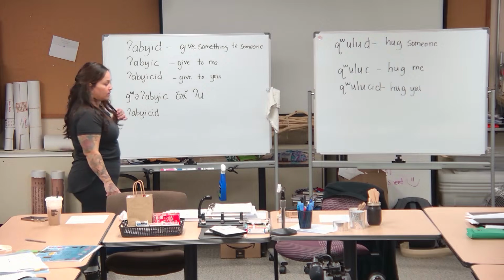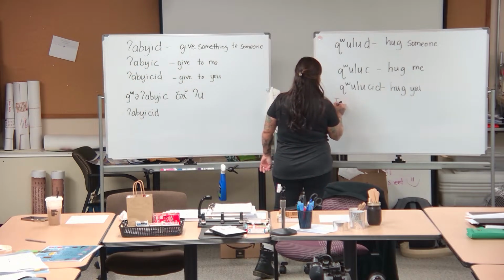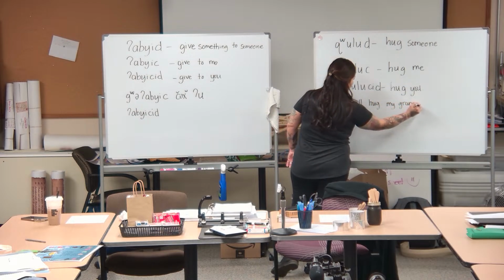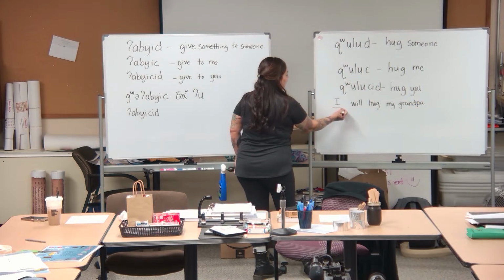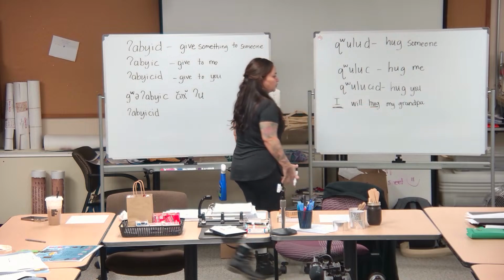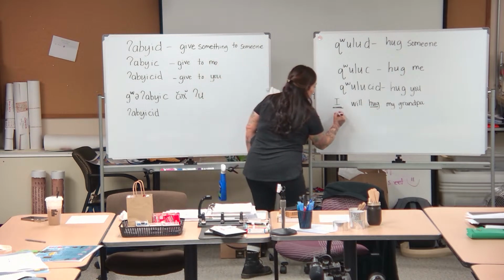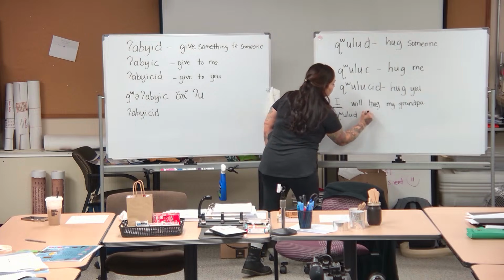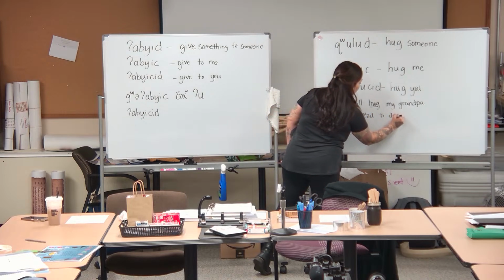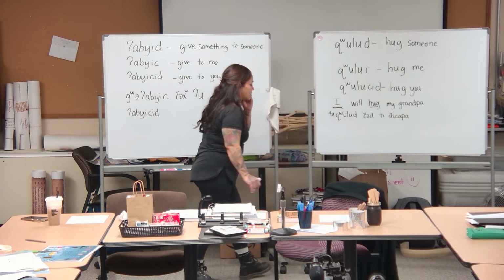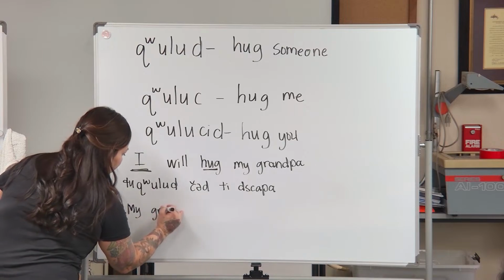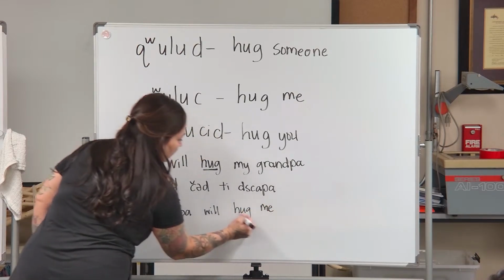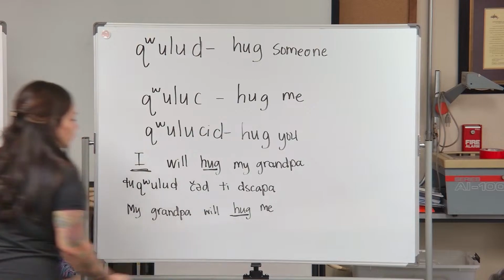I will hug my grandpa. I will hug. So I am before the verb. What am I? Did I hear somebody say hlu? Hlu quolo chud. My grandpa. Tid sapa. Okay. My grandpa will hug me. Hug. There's the verb. I am after the verb.